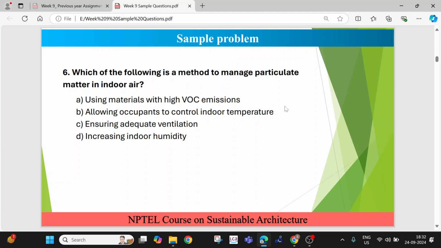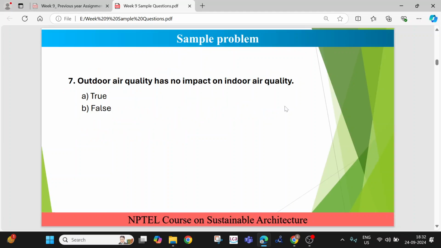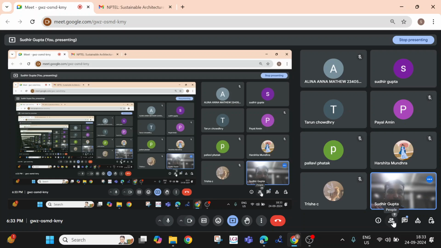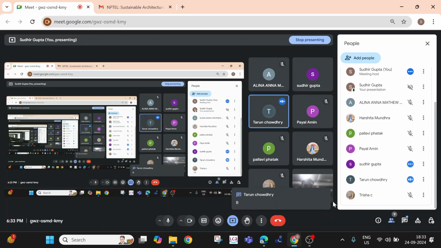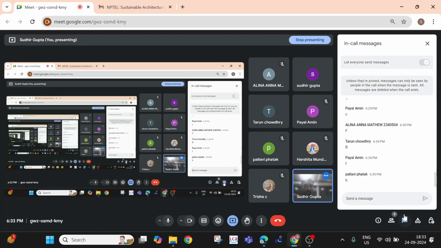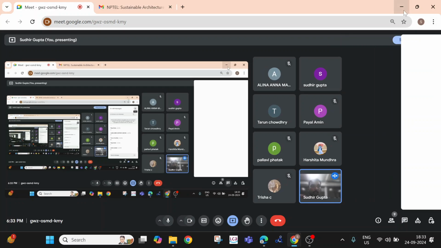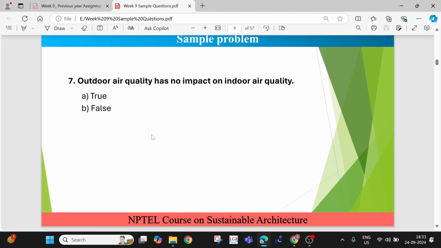So let's move to the next question, 7th. This is a true false question, and this will be very straightforward. Try to answer this question like you have given answers to the previous questions. Outdoor air quality has no impact on indoor air quality. Is it true or is it false? B. Okay. So all of you are giving the right answer.